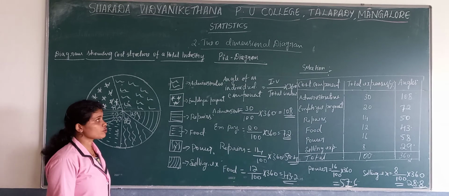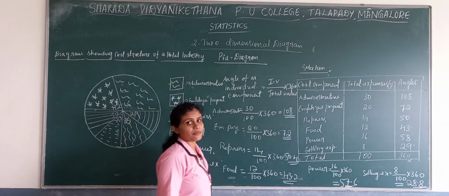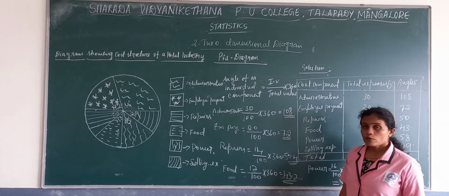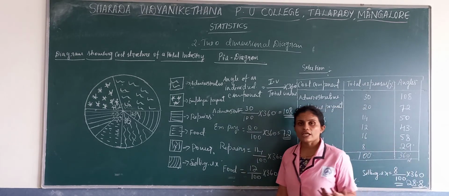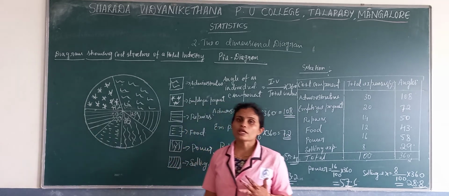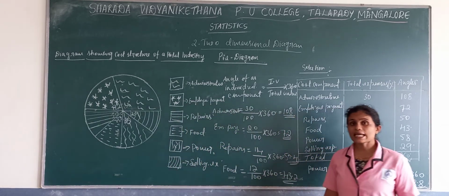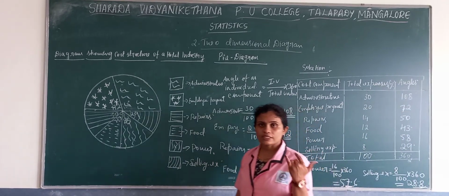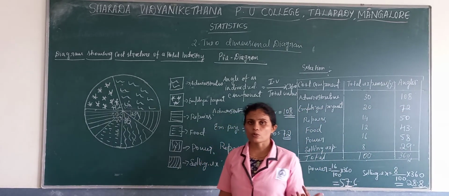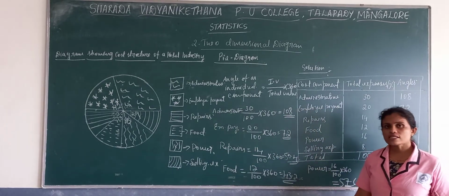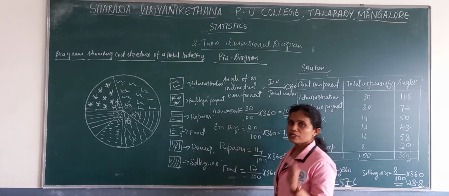So what have we seen today? We have seen what a two-dimensional diagram is. It is a diagram drawn using two dimensions, usually width and height. A two-dimensional diagram we also call an area diagram. Two-dimensional diagrams include rectangles, squares, circles and the pie diagram. But according to our syllabus, we are going to study only the pie diagram.